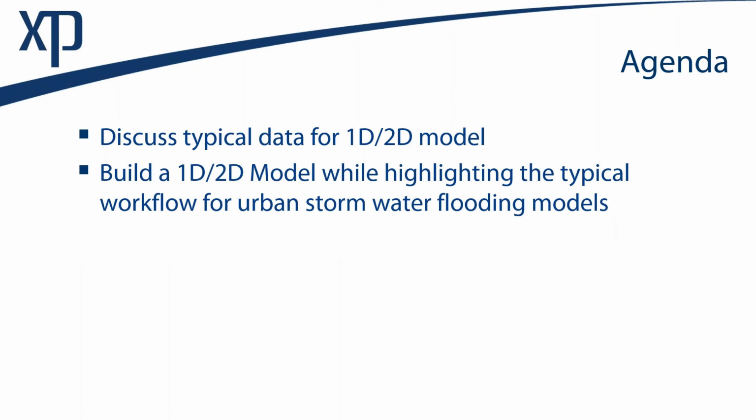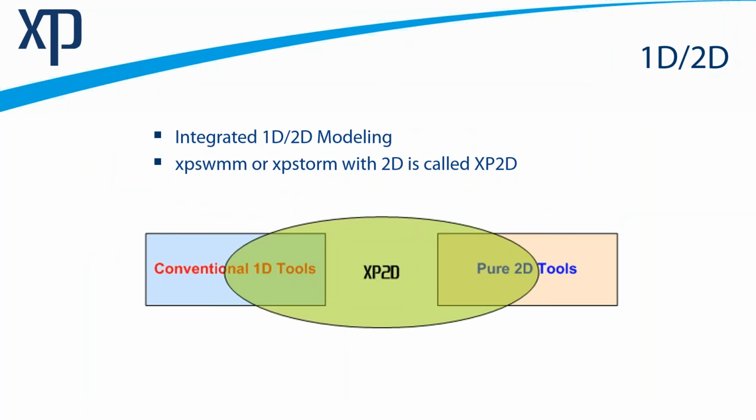But this is a different perspective. For 1D, 2D modeling, basically we're talking about integrated 1D, 2D modeling. We have a nickname called XP2D, which basically means XPSWM or XPStorm with the 2D portion activated or turned on. We try to take advantage of all the good things in 1D and all the good things in 2D, minimize the disadvantages by solving a model that is integrated in the sense that we're solving it at the same time.